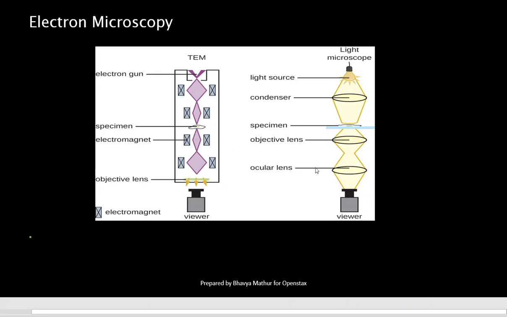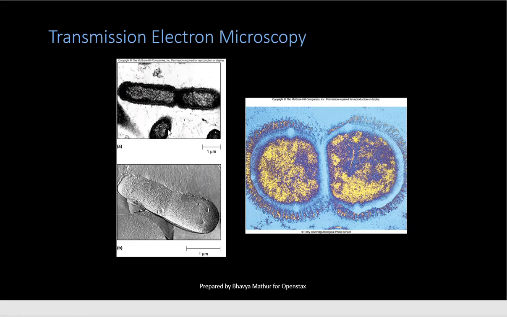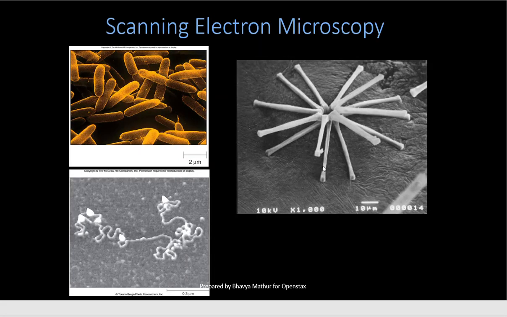Here's the schematics of the electron microscopes. The electron gun that shoots the electrons, the electromagnets that kind of focus them, keep them going straight. It's a lot. Transmission electron microscopes, you can see a lot of structure there. Scanning electron microscopes, very nicely done. It looks like, well, it's a rod type of bacteria. That looks like DNA.